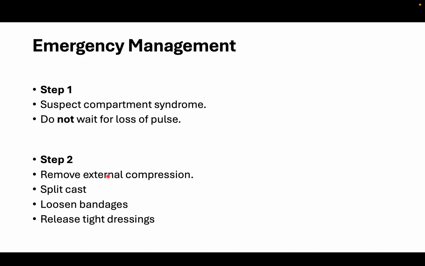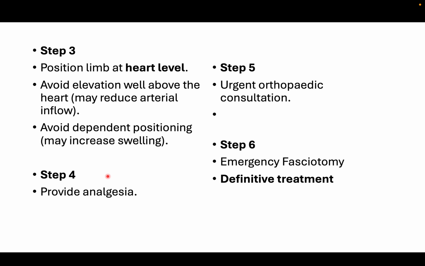So first, if you suspect, do not wait for the loss of pulse. Next step, you have to act. If there is a tight dressing, then remove the external compression. If there is any cast, split the cast. Tight bandage, loosen the bandage, release the tight dressing. These are the steps. Then position the limb at the heart level.